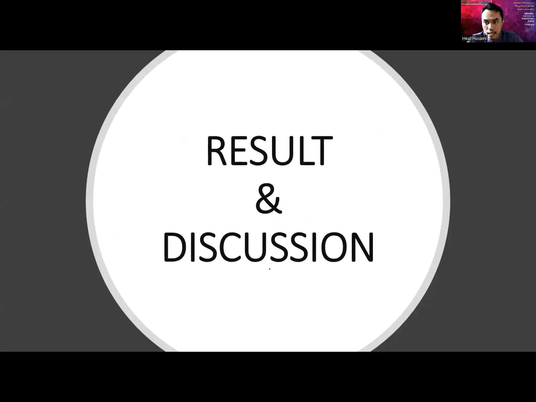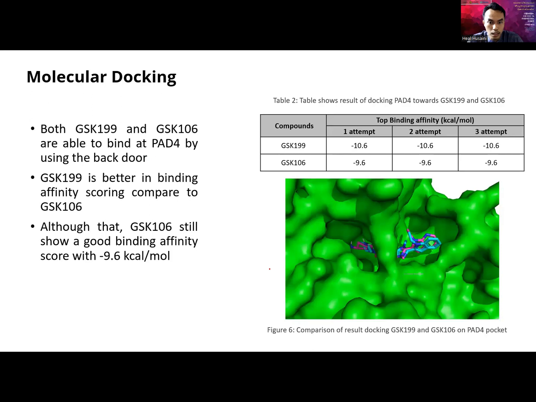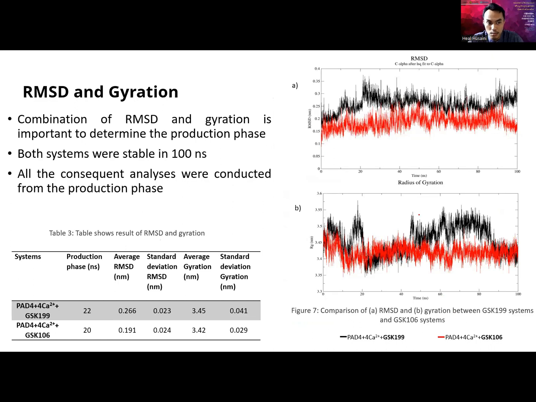Okay, for results and discussion, we will discuss molecular docking first. Compound GSK199, which is the active compound, records a higher binding affinity, which is negative 9.6, while GSK106 records negative 9.6. Both ligands actually bind at the back door. Although GSK106 is lower than the active compound, it still shows a good binding affinity, which cannot be ignored. And then we run the simulation.